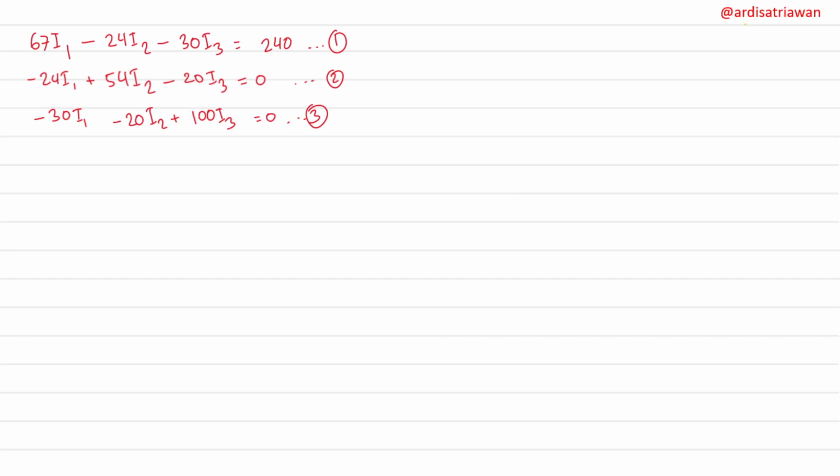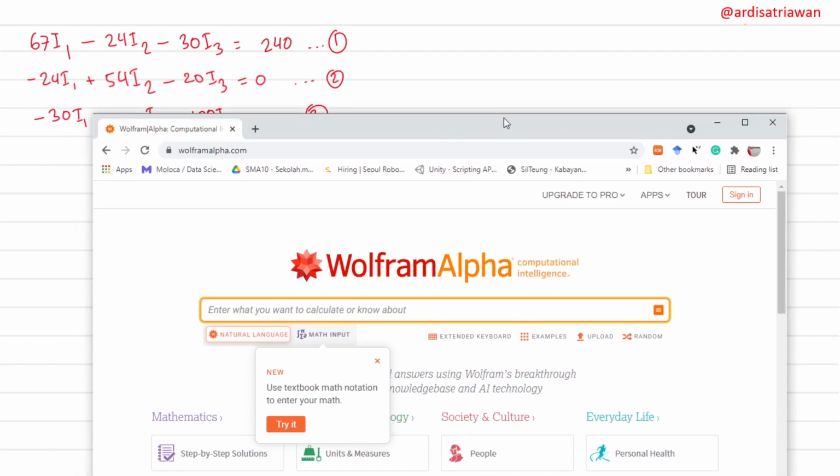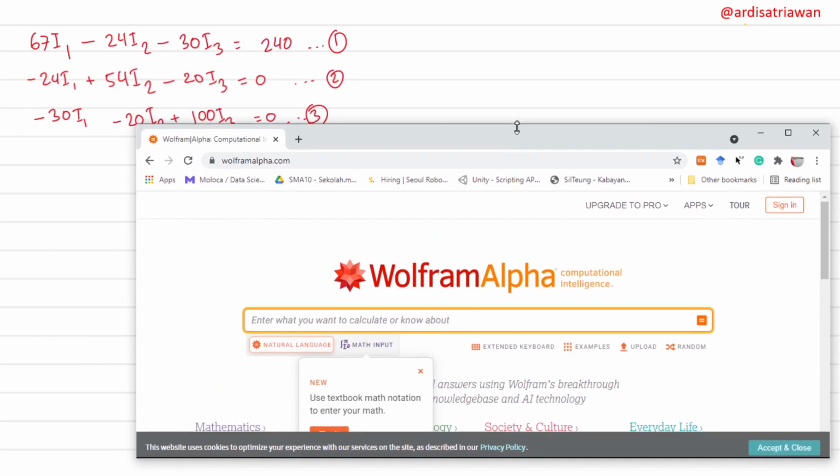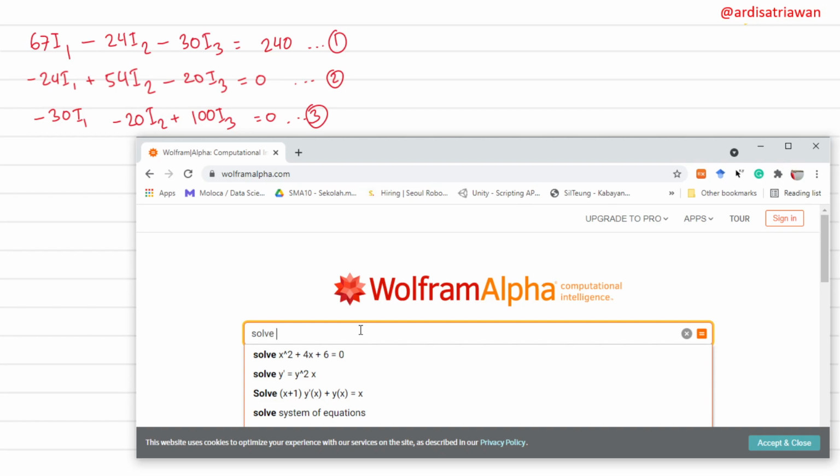I think Wolfram Alpha may be good for solving this. Let's see it. Wolfram Alpha. Okay, solve. I name I1 as X and I2 as Y and I3 as Z. So solve.